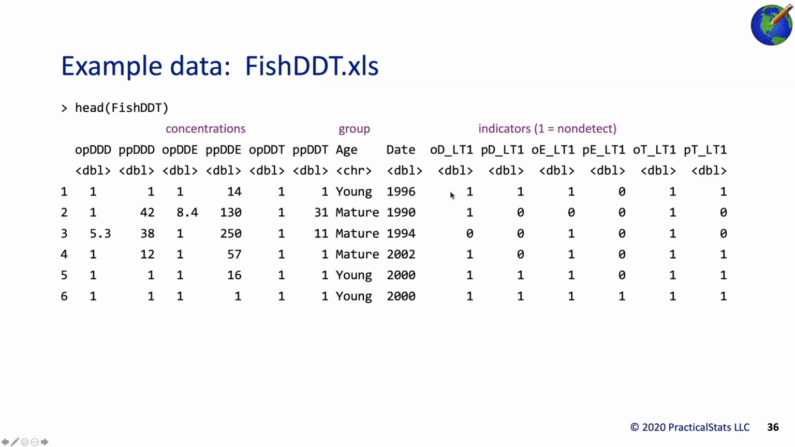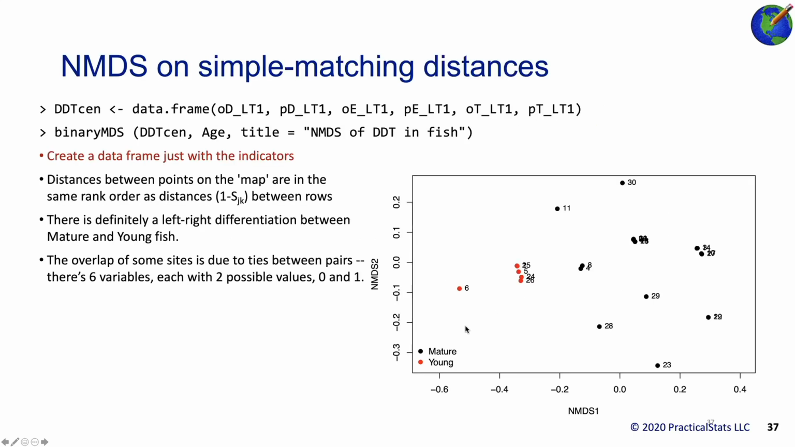We see that row 1 has a similar pattern. In fact, it has the same pattern of 1s and 0s in row 1 as it does in row 5. And so row 1 and row 5 would end up looking fairly similar. So with this binary approach, you're really just looking at this set of columns, the indicators. And from those, you can come up with the distance measure, the simple matching distance measure between sites, and plot those distances on something called non-metric multidimensional scaling.